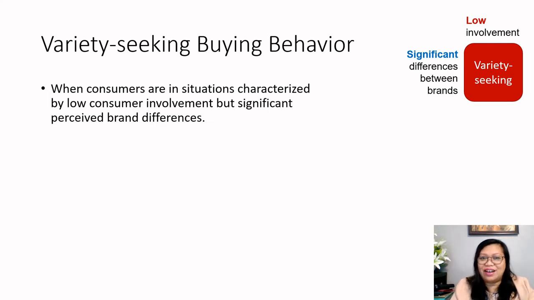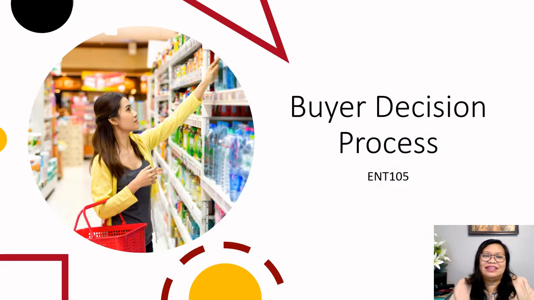Challenger firms, on the other hand, usually the minor brands, will encourage variety-seeking behavior by offering lower prices, special deals, coupons, free samples, and advertising that presents reasons for trying something new. So you have learned the 4 types of buying behavior: complex, dissonance-reducing, variety-seeking, and habitual. Now let's talk about the buyer decision process.